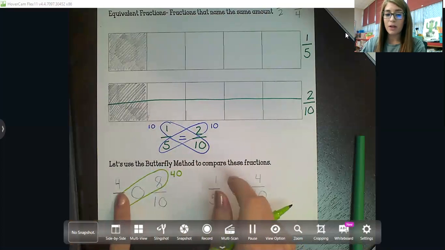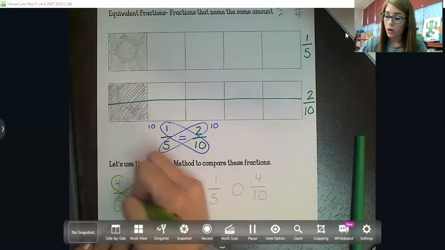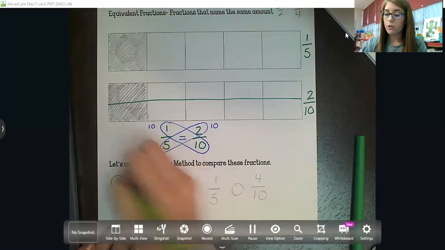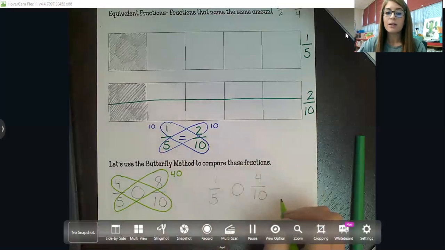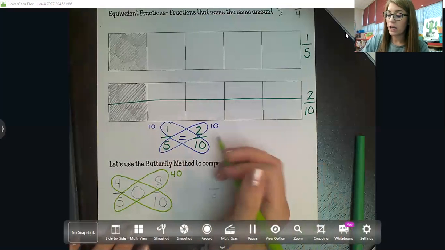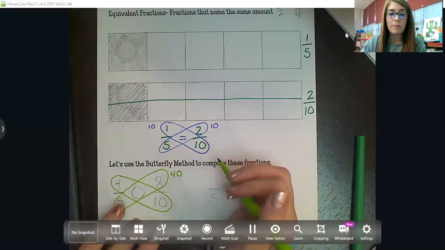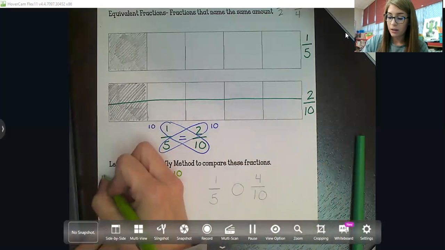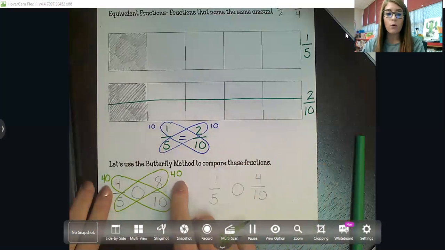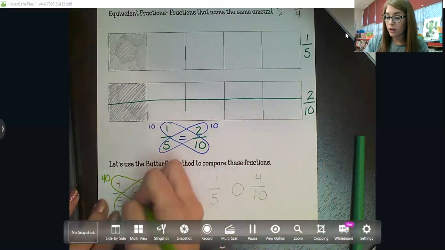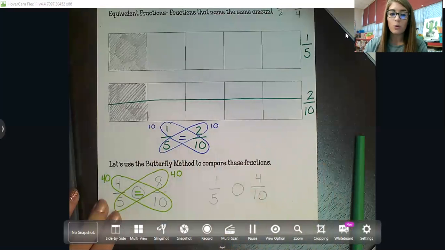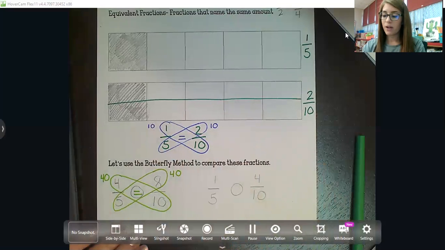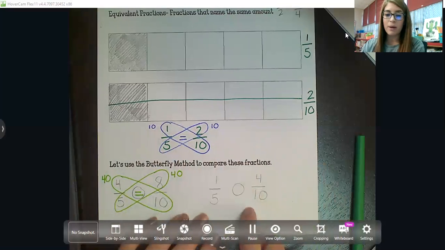And I'm gonna do the same thing for the other side. 4 times 10. Fourth grade, what is 4 times 10? Very good, it is 40, and I'm going to write that where? By the denominator or the numerator? Very good, by the numerator right here. Okay, I've got 40 and 40. So are these fractions equivalent or not equivalent? Very good, they are equivalent. So I'm going to put an equal sign right there in the middle. Very good.